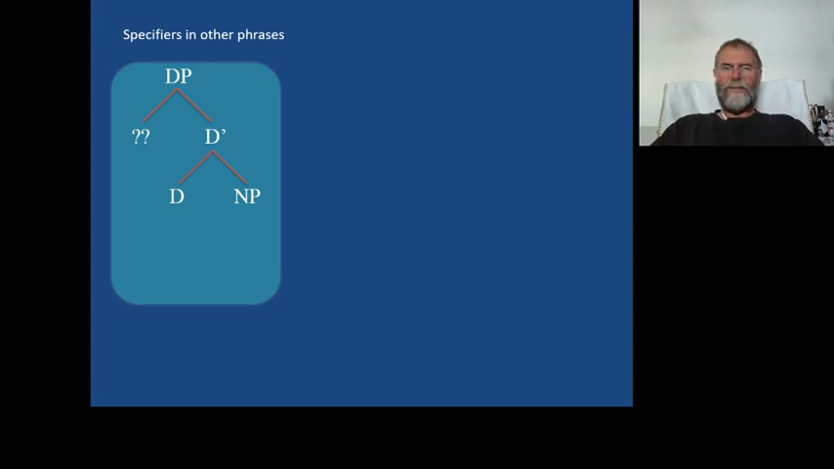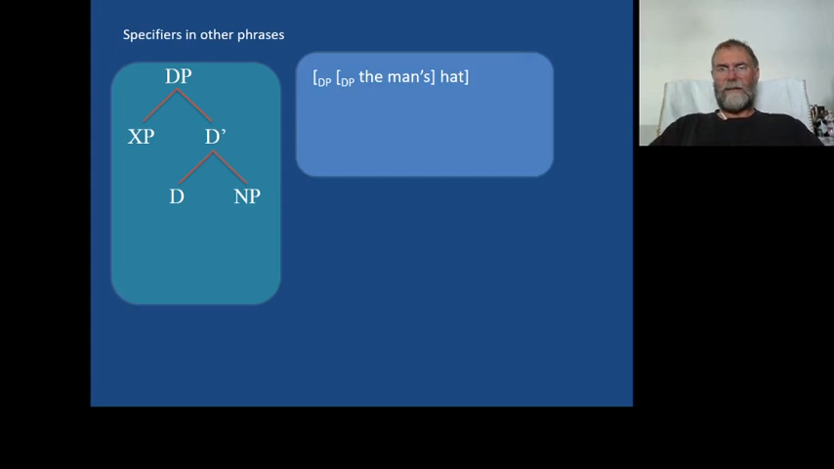Okay, the question is, do we find specifiers in DPs? Well, according to the theory, we know a few things about specifiers now. First of all, we know that they're phrases. Second, we know that they come first. They're always the first element inside the phrase. So in order to find the specifier of a DP, what we're looking for is an initial phrase inside the DP. Now, one possible candidate of such a specifier is the possessor.